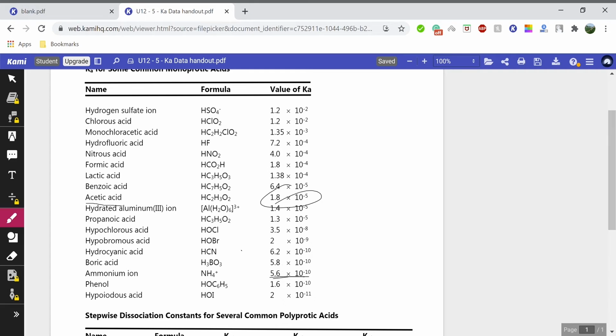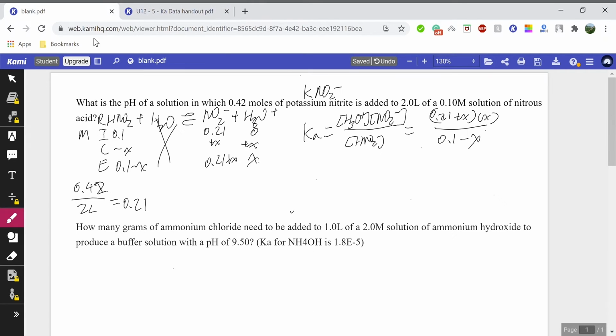Now let's check out the Ka for HNO2. It is 4.0 times 10 to the negative fourth. So 4.0 times 10 to the negative fourth is equal to 0.21x divided by 0.1. And we remove the x's from the sums because of how small our Ka is. So 4.0 e to the negative fourth times 0.1 divided by 0.21 gives you an answer of x equal to 1.90 times 10 to the negative fourth. Take the negative log of that, which will be 3.72, and that is our pH.